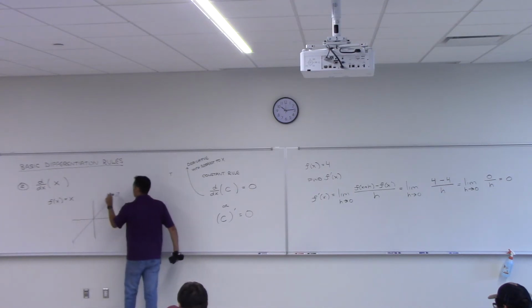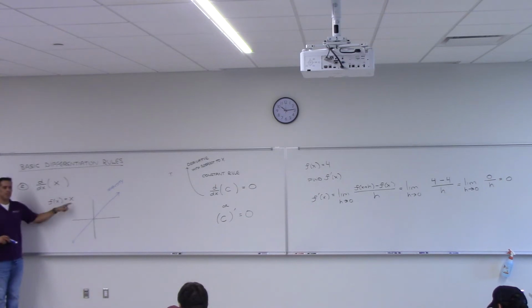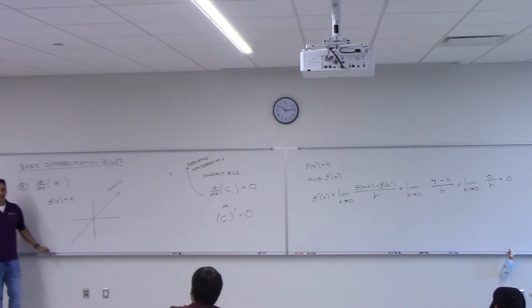We actually have a name for this. It's called the identity function. It's called the identity because whatever you plug in is what comes out, right? You plug in 2, it spits out 2. You plug in 3, it spits out 3. Plug in -4, it spits out -4. Whatever goes in is identical to what comes out, right? So it's called the identity function.